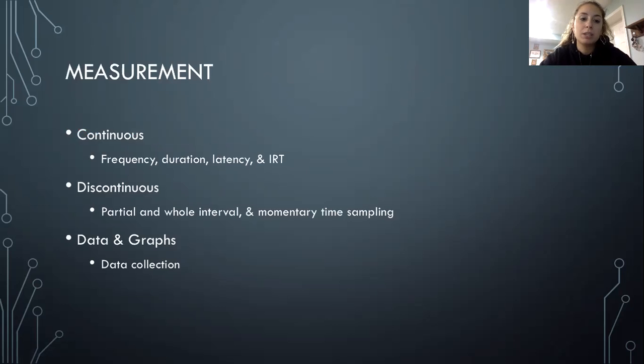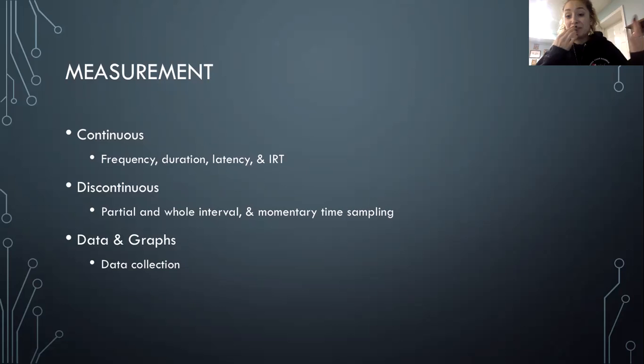So the first thing that we talk about is measurement. We have continuous, discontinuous, data, and graphs. Continuous is the measurement type that we rely on the most in ABA, primarily because it is a better representation of what you're actually seeing during a session. It is data that's being collected from start to end of your observation.